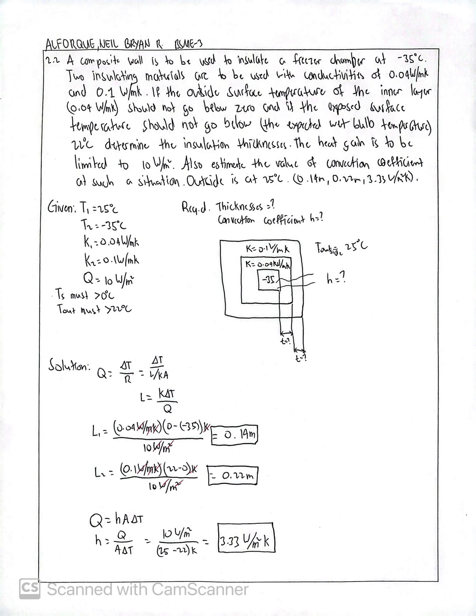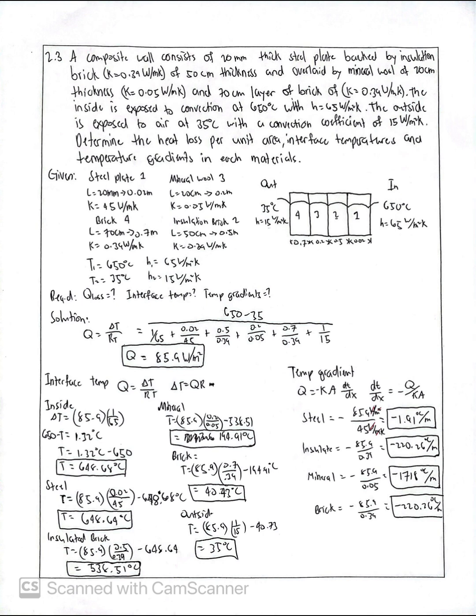To find the convection coefficient, the formula is Q equals HA delta T. So H is equal to Q over area times delta T. So 10 over 25 minus 22 is simply 3.33 watts per meter cube Kelvin. For the next problem, I will not read the question again, so let's proceed to the given.